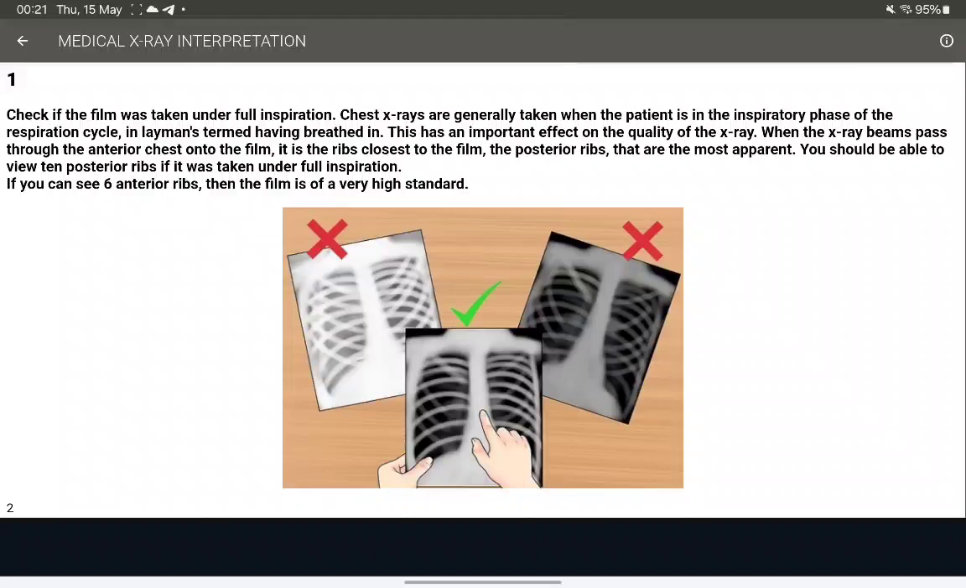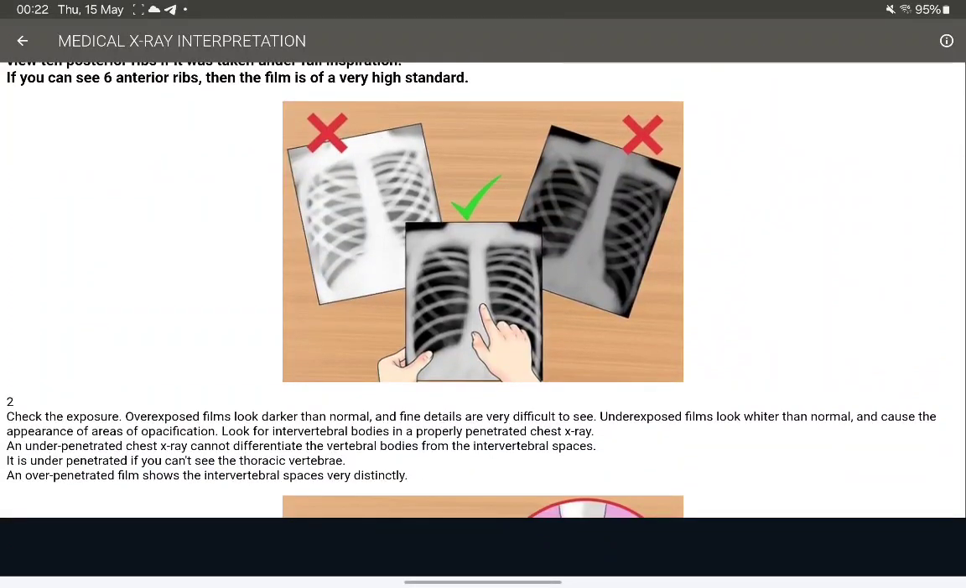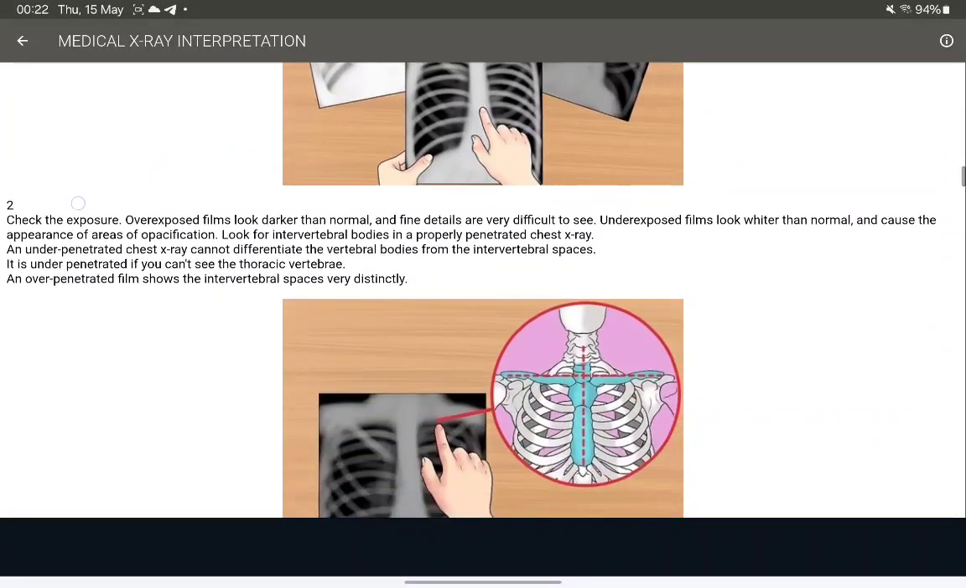Remember, when we check the quality of the X-ray, we should remember that full inspiration is crucial in chest X-ray, and we make sure by counting the ribs. From 8 to 10 posterior ribs, or 6 anterior ribs, is adequate inspiration. If you can see fewer, then the film is not of a high standard, so we don't use it. Then check the exposure.